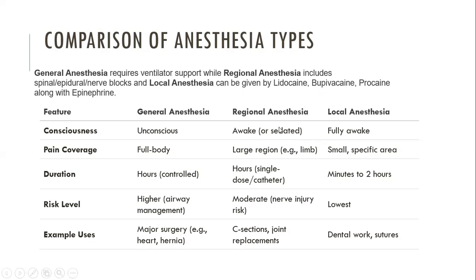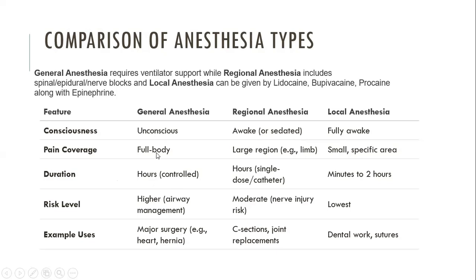Now, if we come to the comparison between these three, these are the parameters we will be comparing. Consciousness: in general anesthesia, the patient is unconscious; in regional anesthesia, the patient is awake but sedated; and in local anesthesia, the patient is fully awake. Pain coverage is very important. In general anesthesia, pain coverage is for the whole body. In regional anesthesia, a large region like a limb is covered, and in local anesthesia, smaller specific areas.